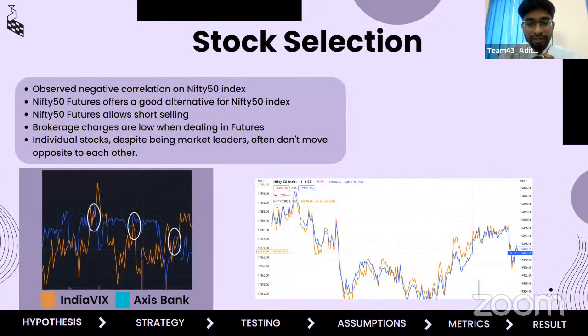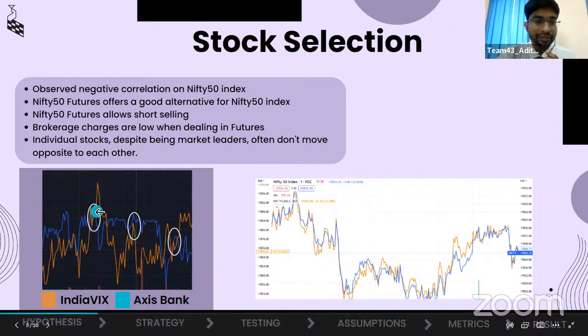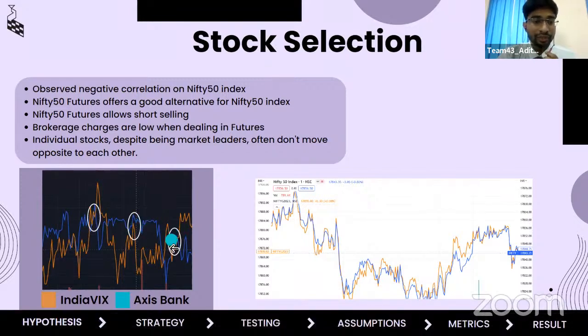Moving to the stock selection, we had two options, either to go with individual stock or the index. But on observing the individual stocks, we figured out that they don't react oppositely to VIX as seen in the case of the Nifty index. For example, here we have an example of Axis Bank, and we can see that it is not reacting opposite to India VIX in certain cases.